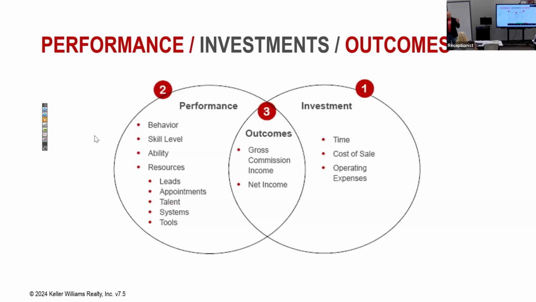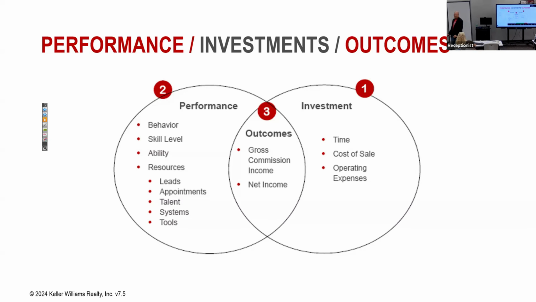But those are the performances. Then we look over there at the investments and we look at time, cost of sale, and operating expenses. So time, when you're a newer agent or frankly, based on personal experience, if you're selling less than 24 houses a year, you have plenty of time. If you're really good at your time management, you have plenty of time to invest, but you also have your cost of sale and operating expenses. I'm not going to go into the budget model right now, but we are going to talk about that differently. And then the outcomes are your gross commission income and your net income.